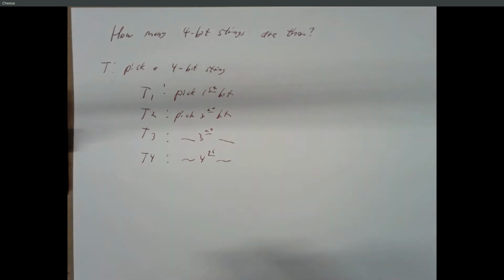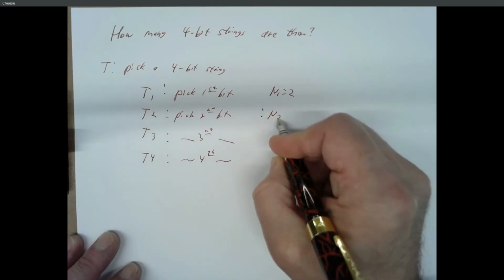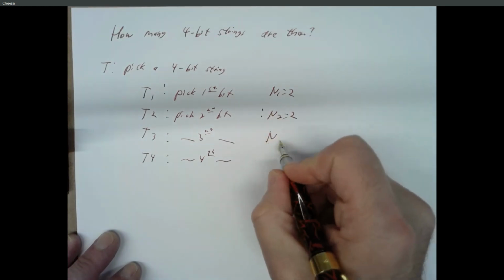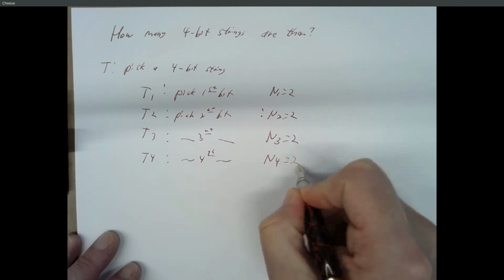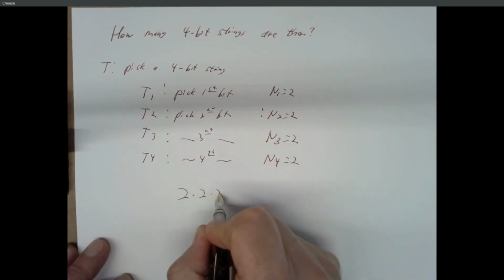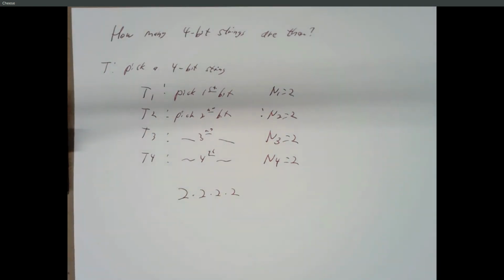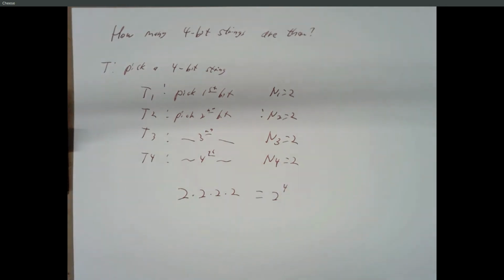So the number of ways we can do T1 is 2. The number of ways we can do T2 is 2. And same with T3, and same with T4. So the number of ways that we can pick a 4-bit string is 2 times 2 times 2 times 2, which is writable as 2 to the 4th, which is 16. This is why there are 16 4-bit strings.